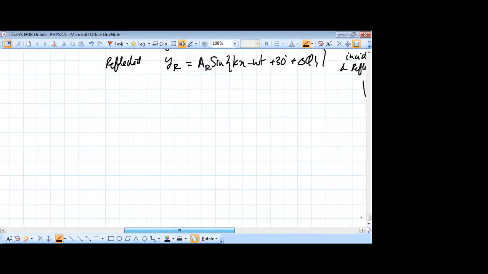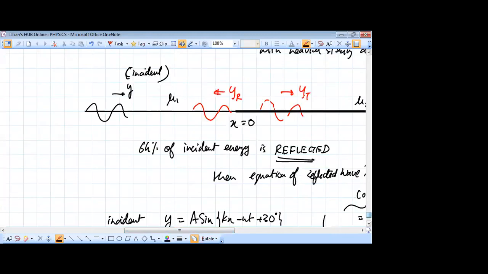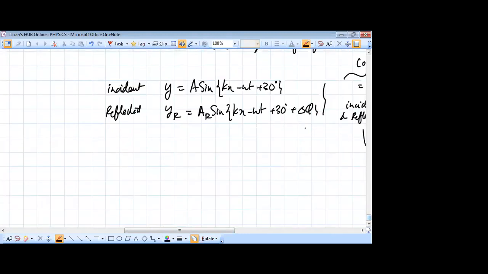Now for the reflected wave we have to calculate two things: the amplitude and the phase constant delta phi. Now, how is the reflection happening here? It's happening from a rigid boundary, so there should be phase inversion. What should this factor be? It should be plus, sorry. So this is in the opposite direction.